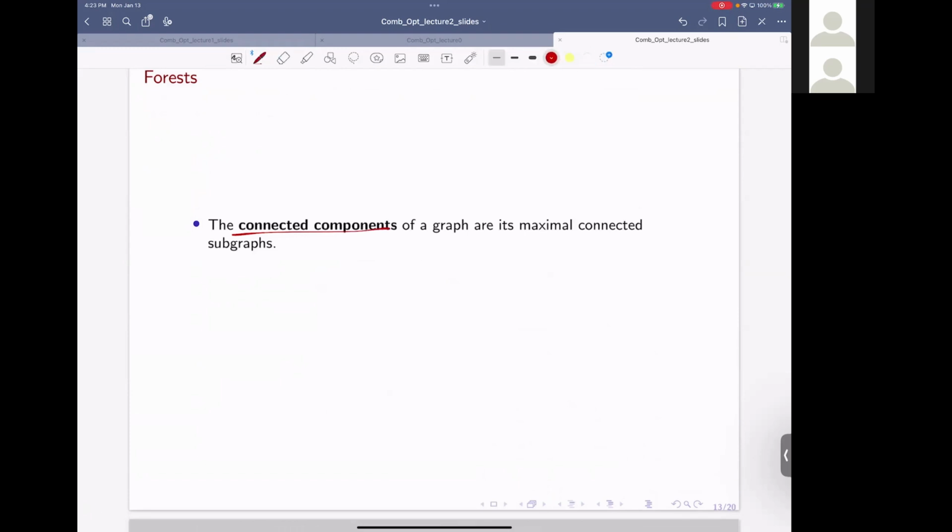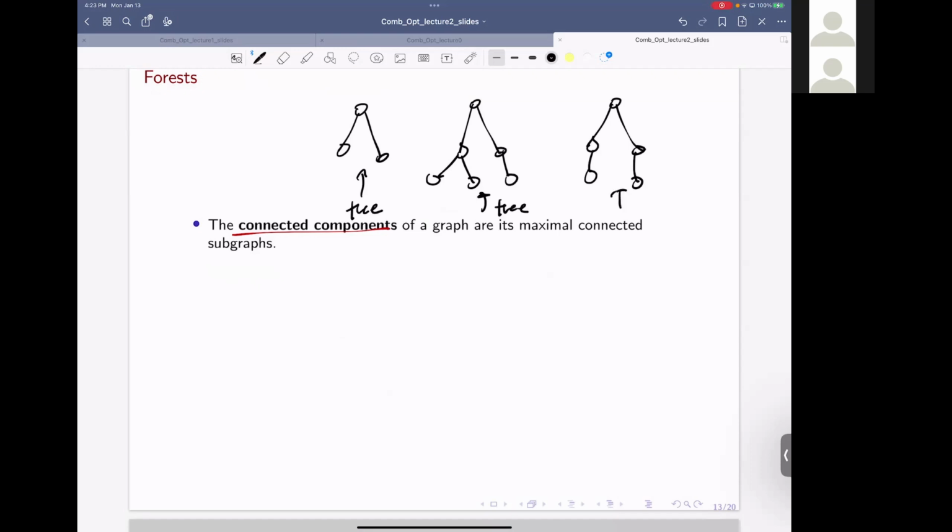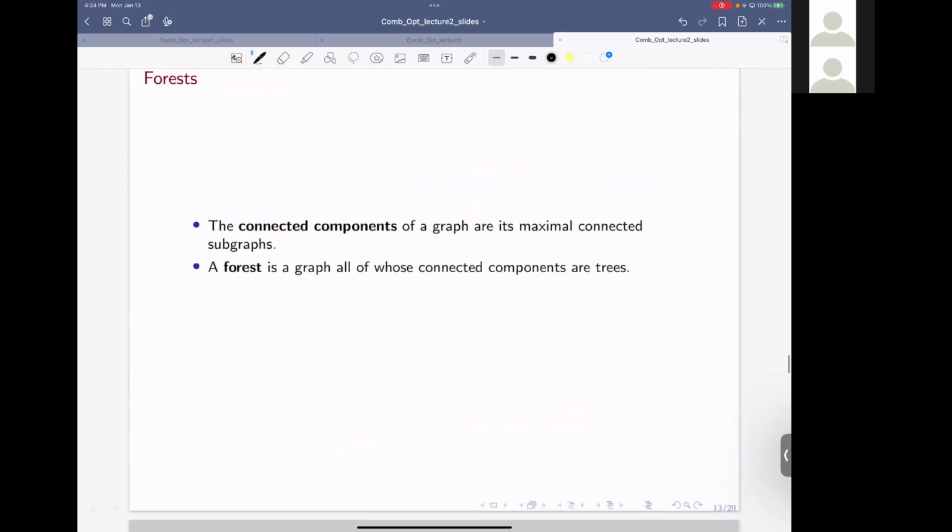Let's say you have a graph that looks like this. Even though it is not connected, if you take these pieces, they are themselves connected graphs. If you take maximally connected subgraphs, they are called connected components. You just enumerate the graphs that are connected, and each of them is a tree. Then you call the entire structure a forest. They are kind of funky names: tree, and if you include multiple trees, you get a forest.